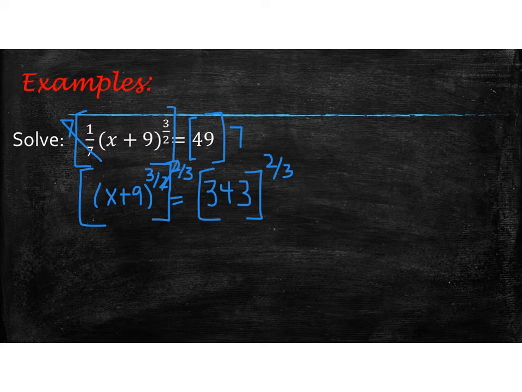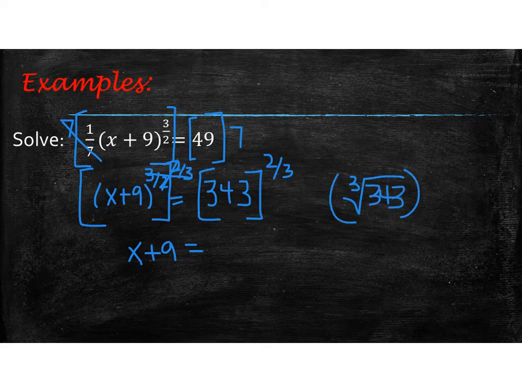Okay, so that's going to get this rational exponent to cancel. So we'll have x plus 9 on the left equals 343 to the 2/3 power. Well, think about this as the cube root of 343 to the second power. Well, the cube root of 343 is 7. And then I would take 7 and raise it to the power of 2. So this would equal 49. Then you would subtract 9 from both sides. And so x equals 40.